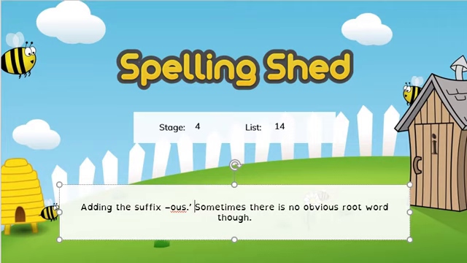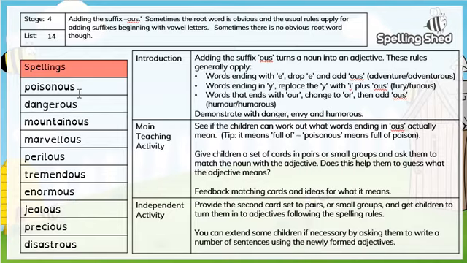Okay, let's look at some of the words we're going to be learning this week. We have poisonous, dangerous, mountainous, marvellous, perilous, tremendous, enormous, jealous, precious, and disastrous. So those are all our spellings we're looking at this week, and as you can see, they all have the suffix -ous, spelt with an O, U, and S on the end.